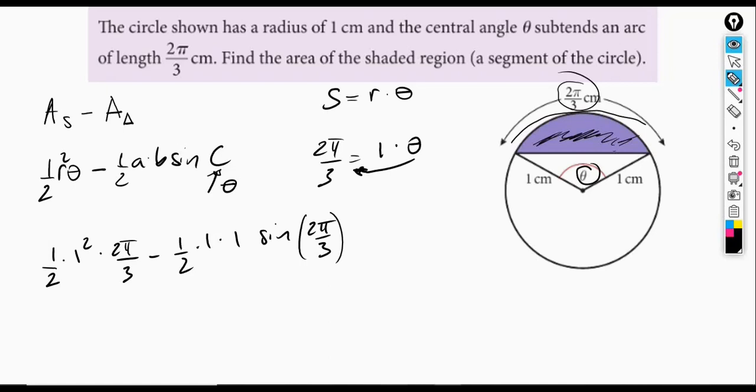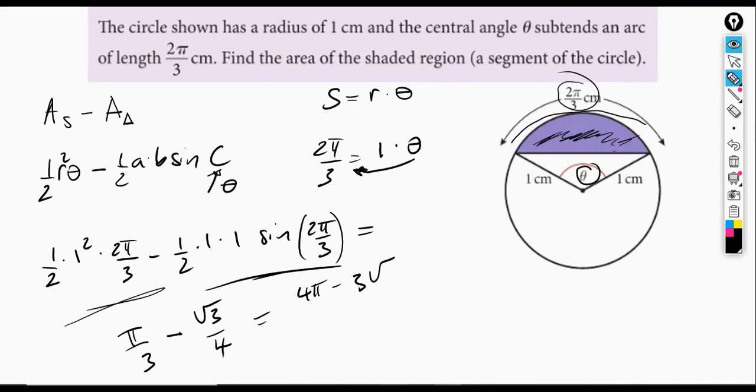So this will equal, for this part here, pi thirds minus, and this part here will equal square root of 3 over 4. And then this can equal 4 pi minus 3 square root of 3 over 12. So this would be the answer. This would be the area of the shaded region. And this equals approximately 0.614 centimeters squared, which is the unit. And notice that this is rounded to 3 significant figures.